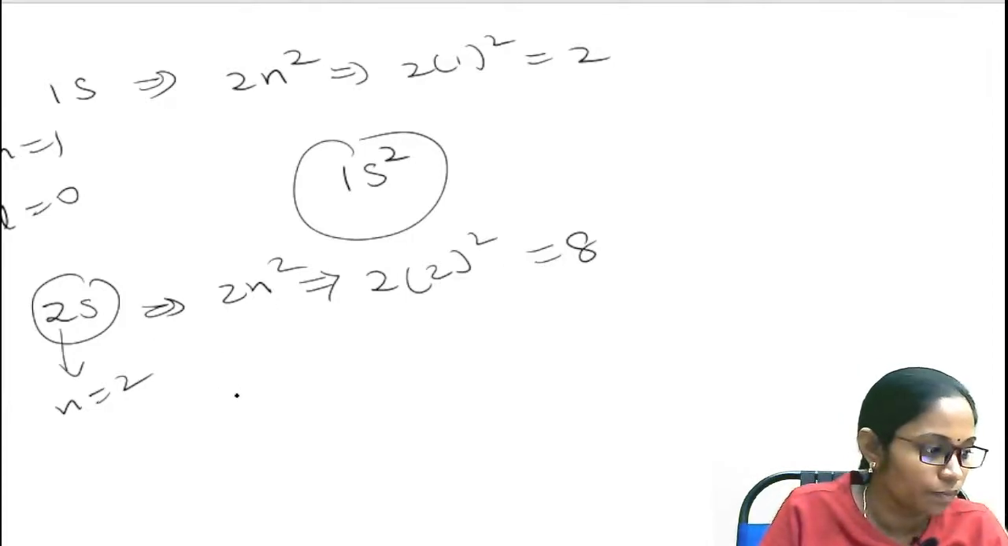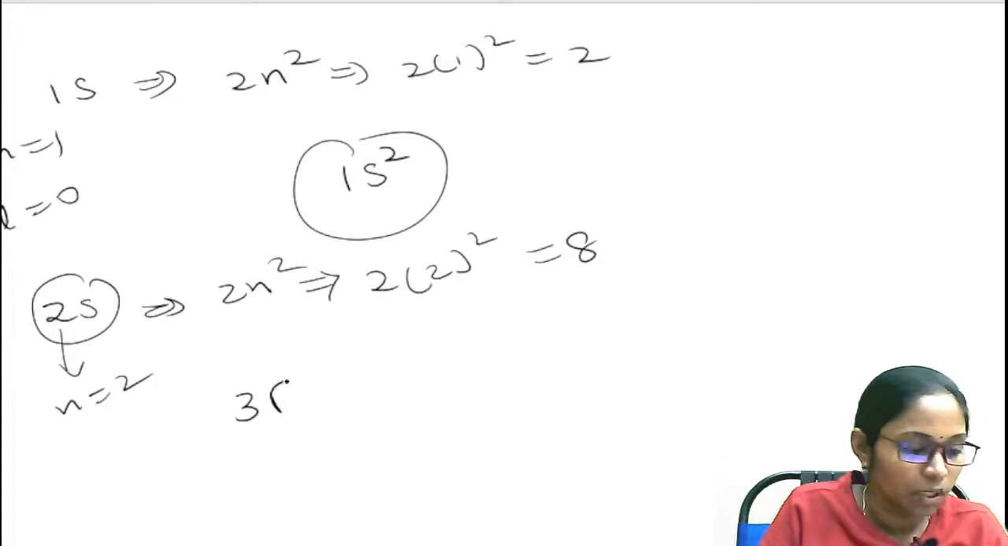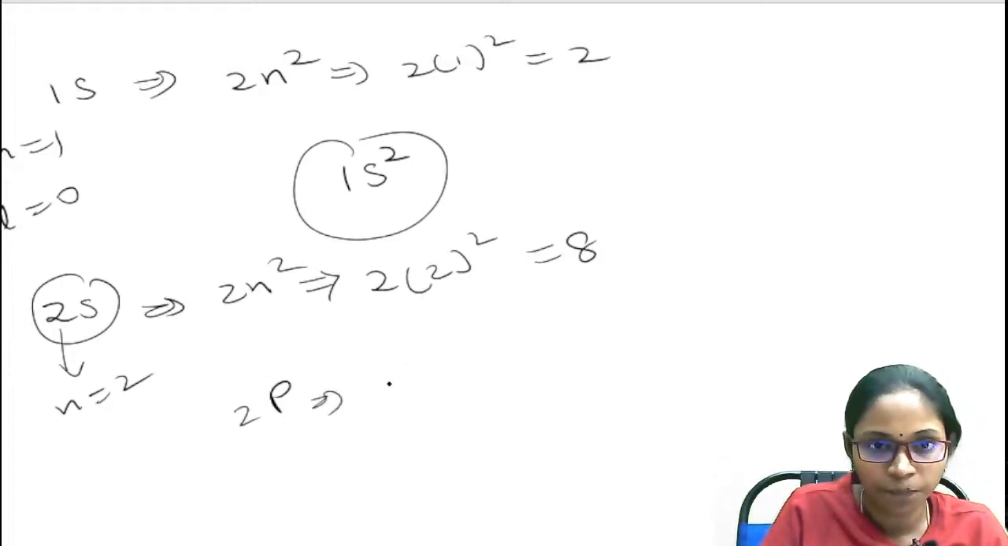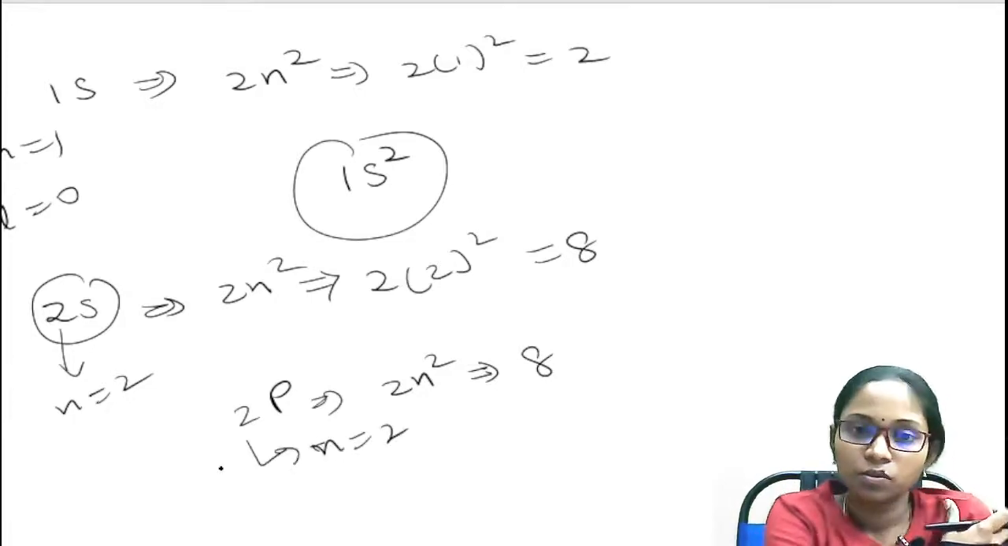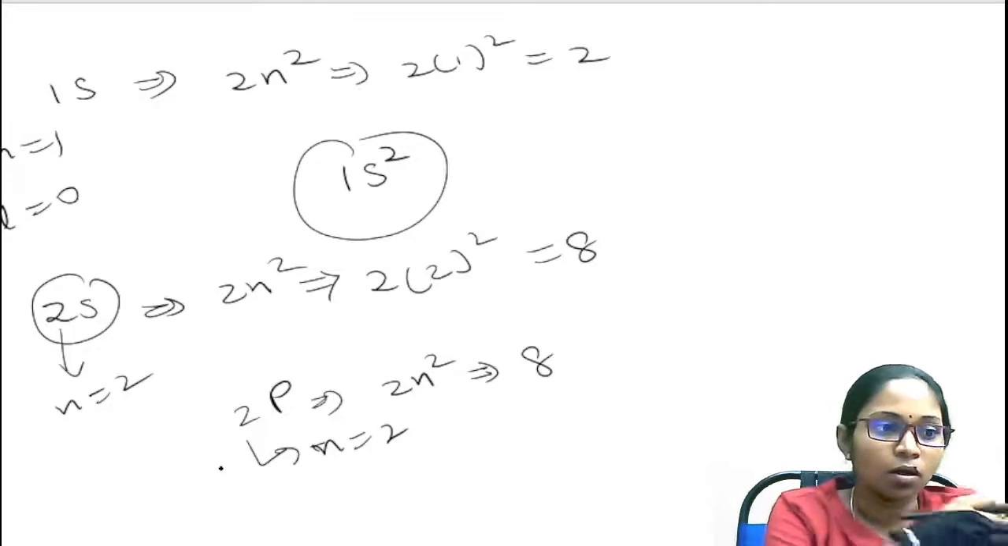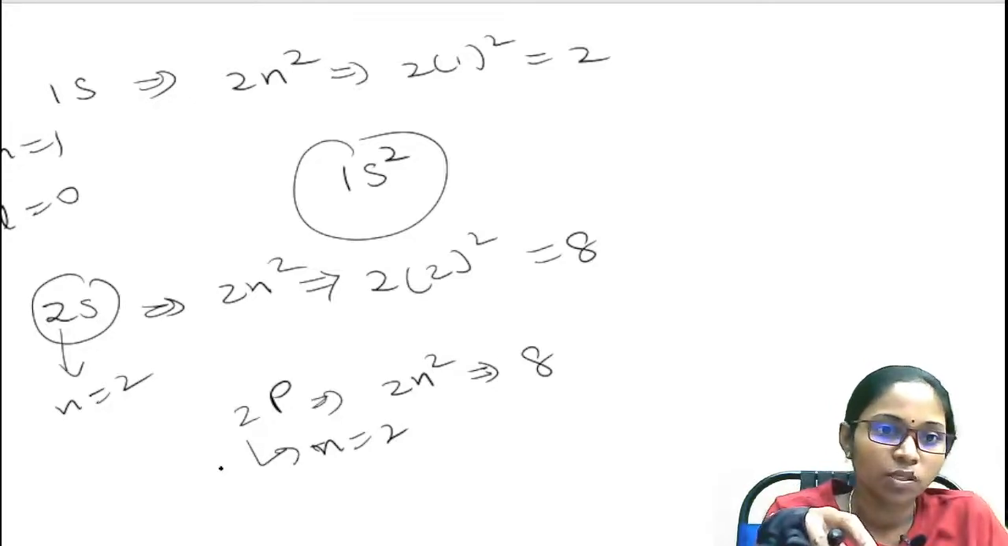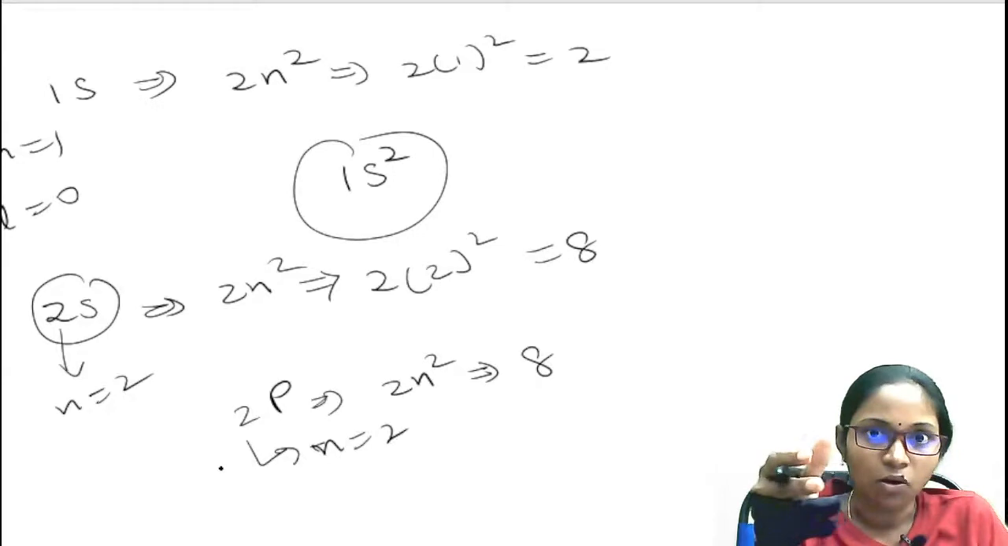And coming to 2p, the next 2p orbit. Using the 2n² formula, 8 electrons can be filled here also, because the n value is 2. So in this way you can fill up the 2n² maximum number of electrons in the orbitals.